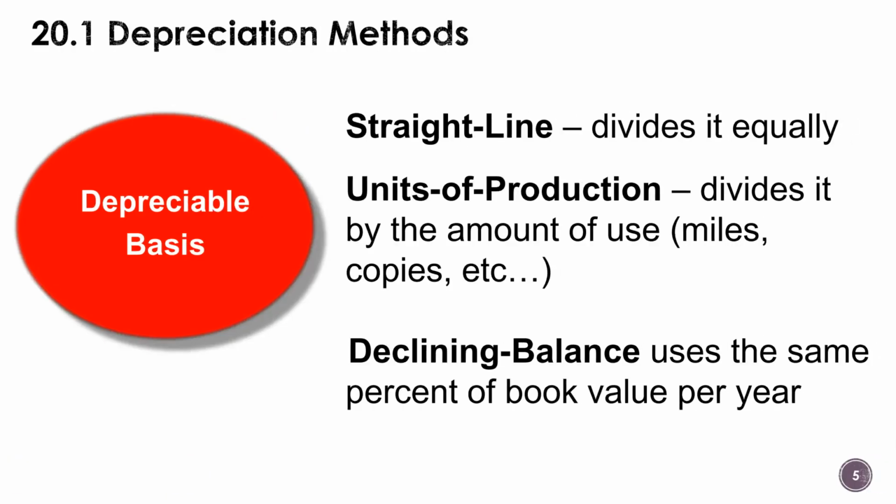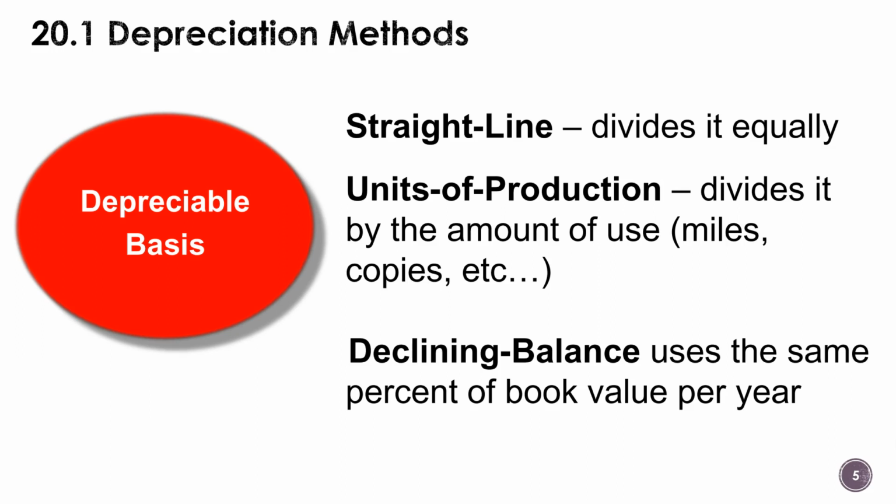Okay, so for the straight line method, we divide it equally. So we split it into an amount per year that's going to be the same. Okay, we use our depreciable basis to do that. So we take it, say it has 4 years of useful life, then we're going to divide it by 4, and that will tell us how much to depreciate each year.